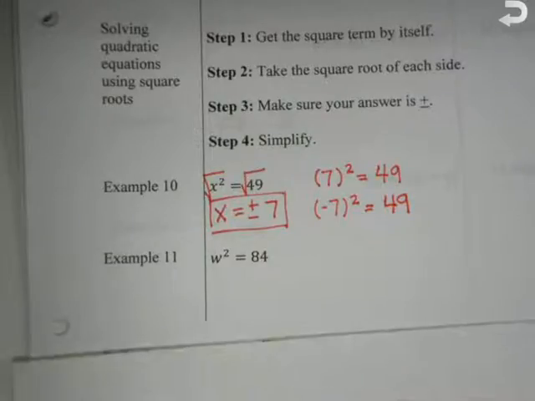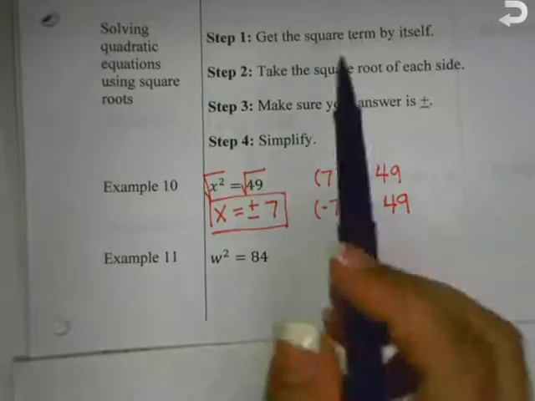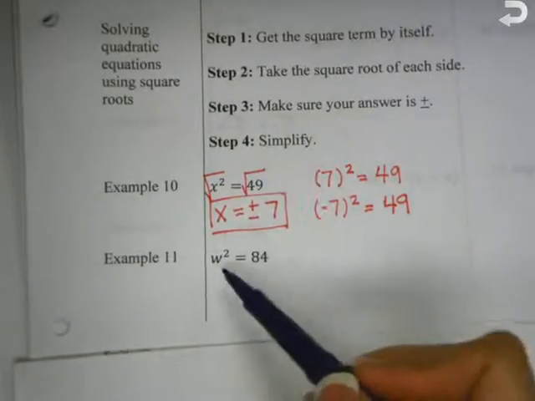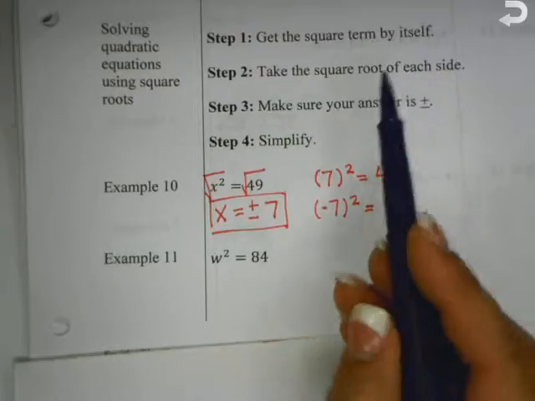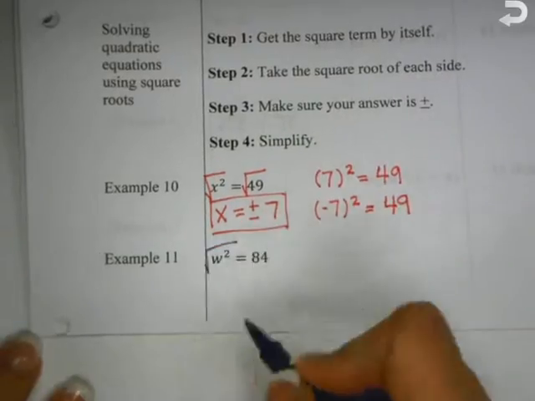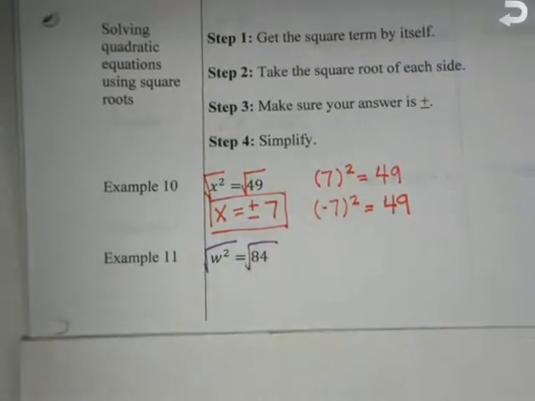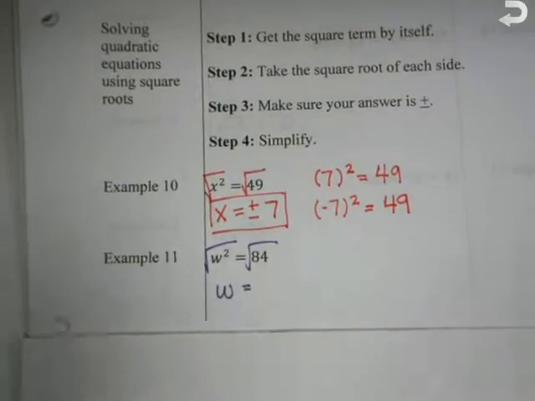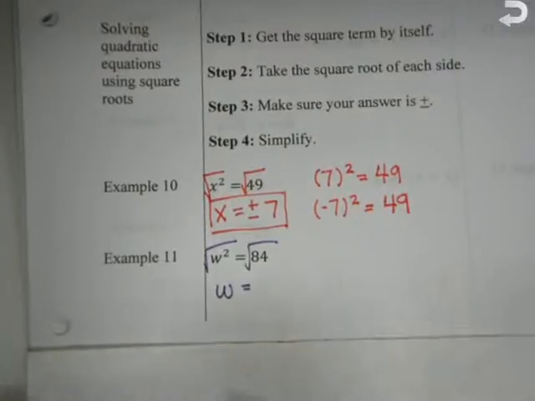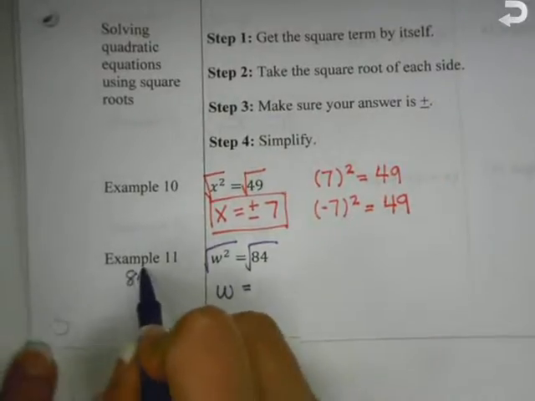Same type of problem. First step we wanted to do was get the square term by itself. Is the square term by itself? Yep. So then we want to take the square root of each side. So we take the square root of w squared and the square root of 84. Square root of w squared gives me w. Now what about the square root of 84? Is that a perfect square? No. So what we need to do is find the perfect square. So let's do the prime factorization of 84.